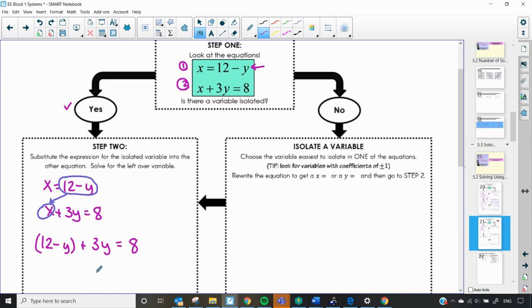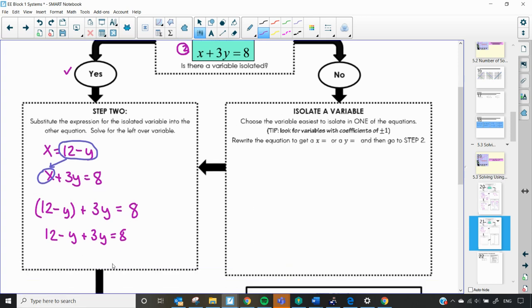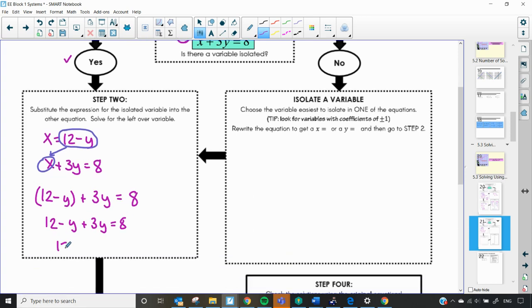And then we're just going to simplify here. So we've got 12 minus y plus 3y equals 8. And that gives me 12 plus 2y equals 8. We want to get y by itself, so we're going to subtract 12 from both sides. That gives me 2y equals negative 4. We divide by 2 on both sides, and we have y equals negative 2.